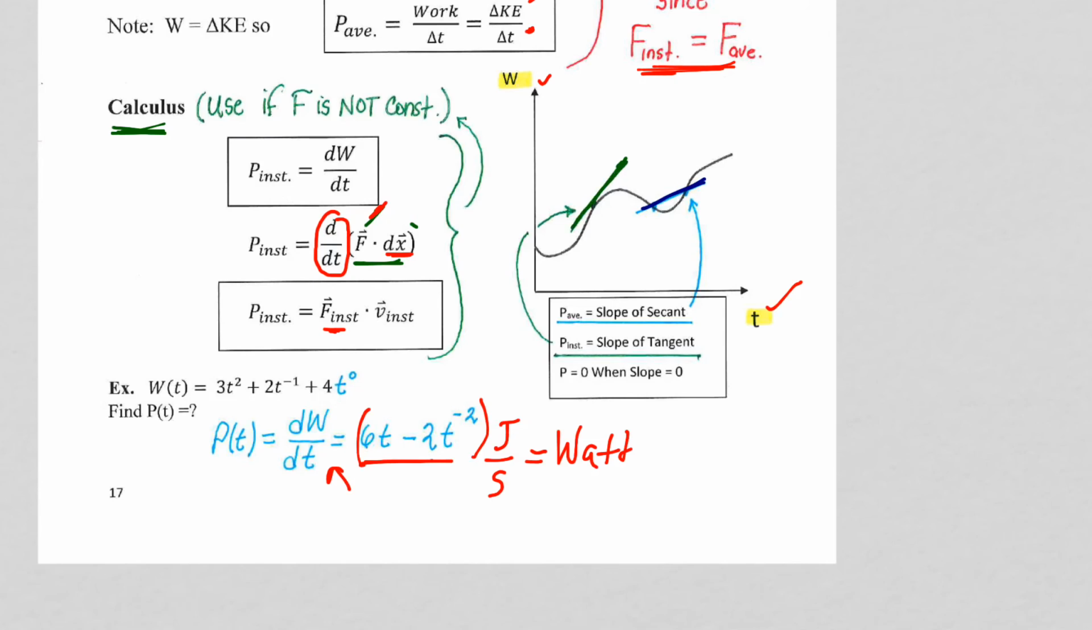And you should always be on the lookout for zero slope, right? If you have zero slope at that instant in time, there's no time rate of change of energy. It doesn't mean there's no energy. It's just not changing as a function of time.